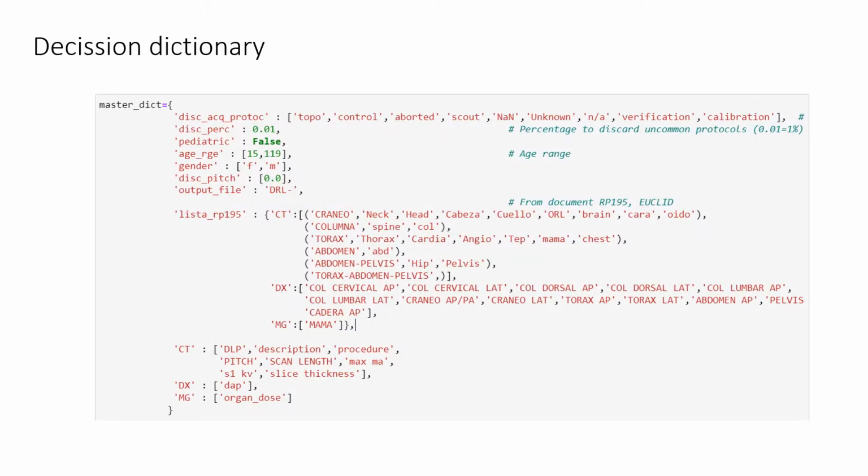This is the decision dictionary where we program the variables that will be used in the program. In general, these are keywords to perform a wise filtering process. Then, a classification dictionary will group the protocols by location and diagnostic modality, using again some keywords. These lists are in constant growth as the program performance is tested. Then a selection of the desired output parameters is set.